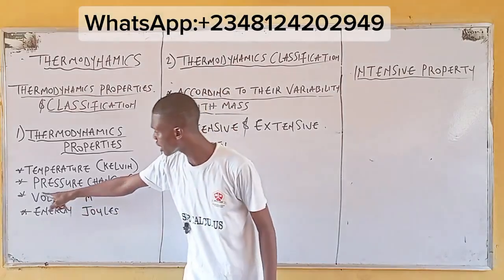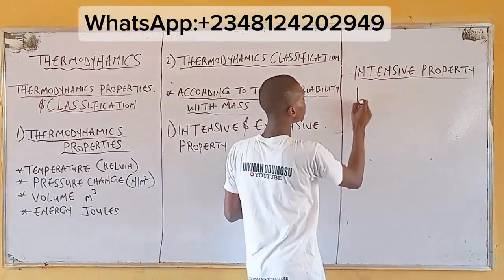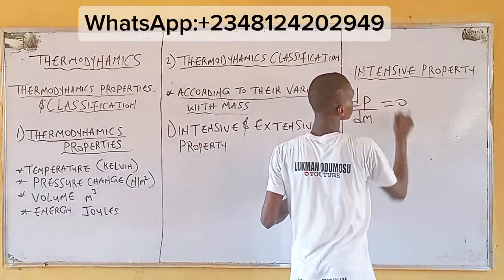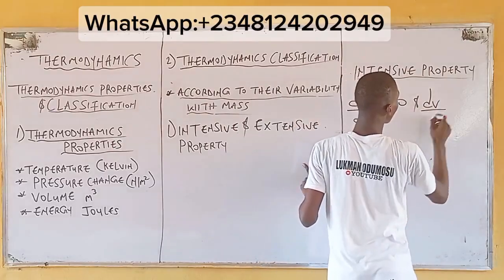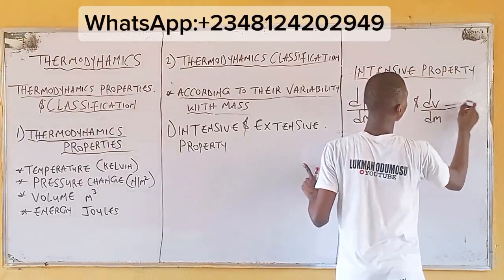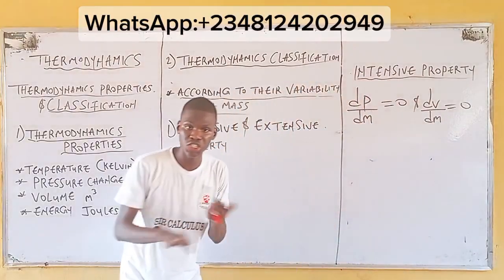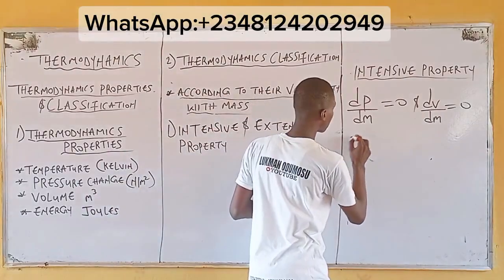So let's take these first two, pressure and volume. That is, the dP over the dm is equal to what? 0. And the second one, the dV over the dm, is equal to what? 0. When you say it is equal to 0, it means it does not change with respect to what? Mass.